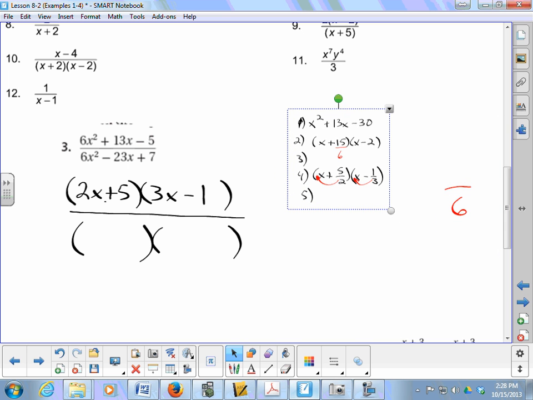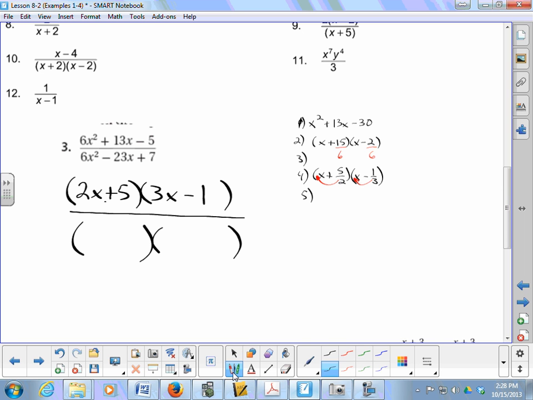Oh, I missed that 6. All right, so there was the numerator. We need to do the same thing with the denominator, so I'll use blue for that one. We start out the same way: we multiply a times c. 6 times 7 is 42. So step 1, we get x squared minus 23x plus 42.